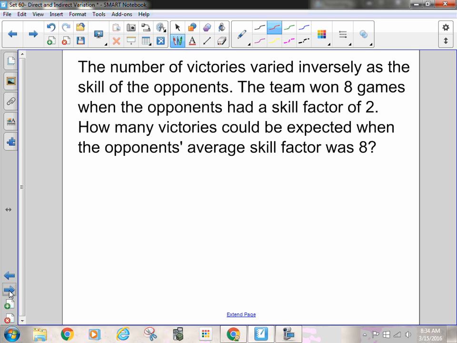Now let's look at a couple of inverse. The number of victories varies inversely as the skill of the opponents. So victories inversely to their skill. The team had won 8 games when the opponents had a skill factor of 2. So I'm going to times both sides by 2. K equals 16.